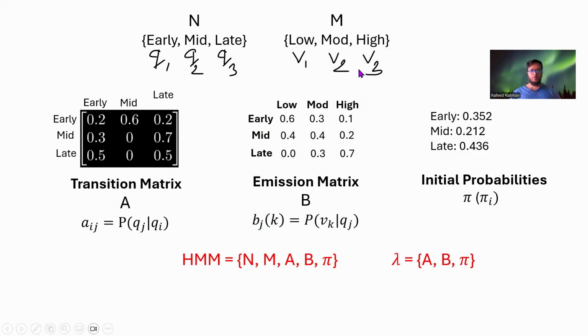First of all, we are going to go through the same example and use it to illustrate the entire algorithm and the process of decoding. We have early, mid, and late stage cancer as the hidden states Q1, Q2, Q3. We have low, moderate, and high ctDNA level as the observations, V1, V2, and V3. Then we have the transition matrix, which denotes the probability of transitioning from one state to another. We also have the emission matrix, which denotes the probability of observing a certain ctDNA level, given that we are in a certain state. And finally, we have the initial probabilities. So this is the HMM: N, M, A, V, pi, the HMM model parameters that denote the probabilities.